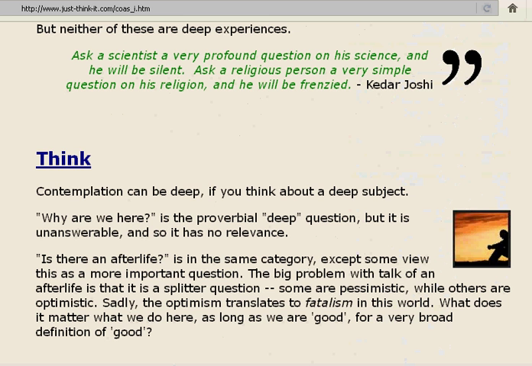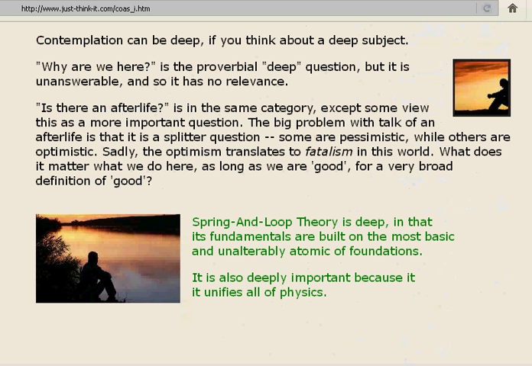Spring and loop theory is deep, in that its fundamentals are built on the most basic and unalterably atomic of foundations. It is also deeply important because it unifies all of physics.